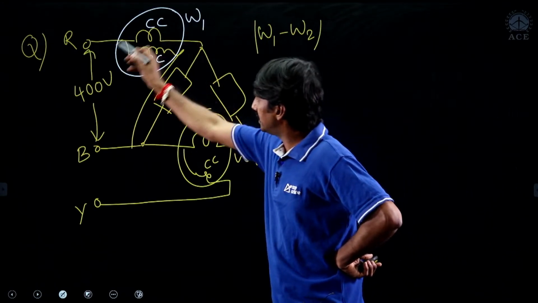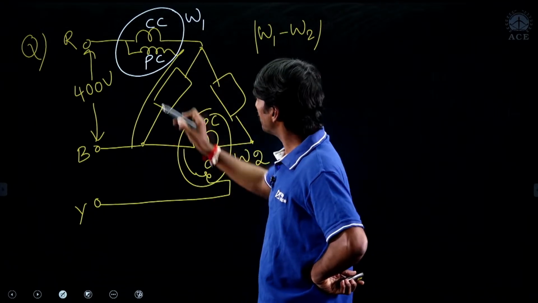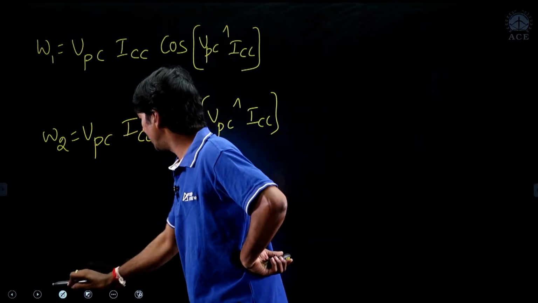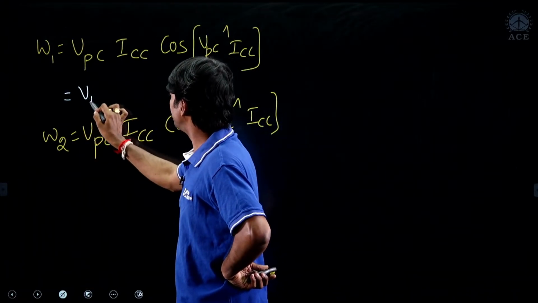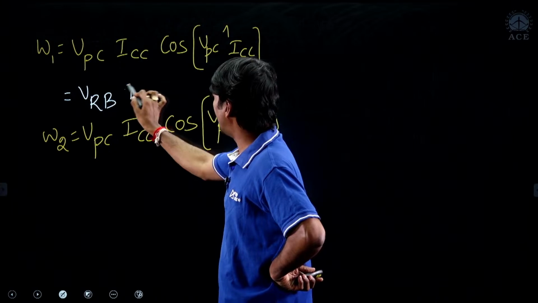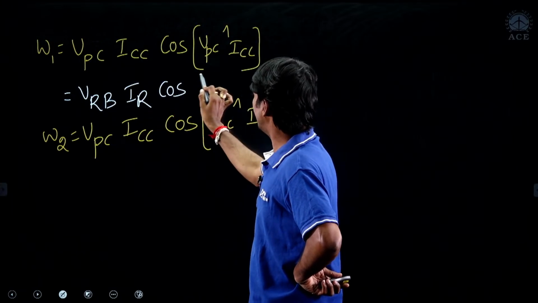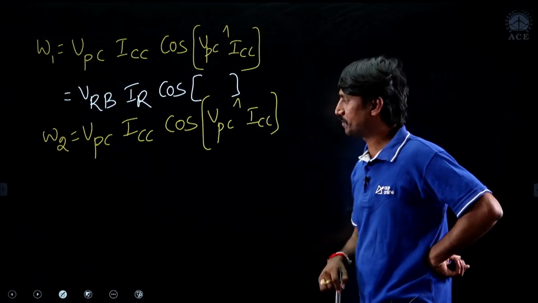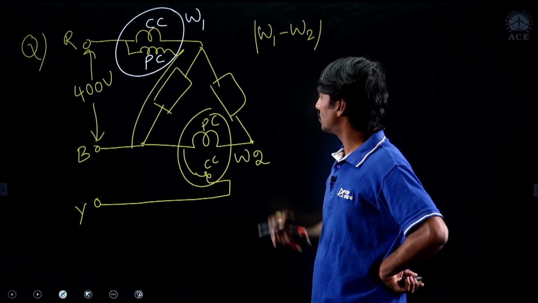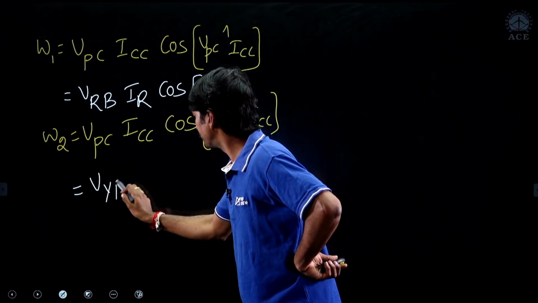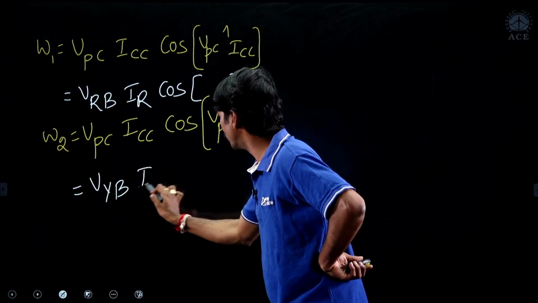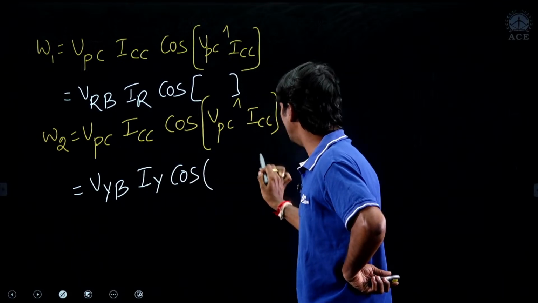If you see the first wattmeter, according to the data we received, the potential coil is between R and B. So what do you write here? VRB. And the current coil is connected in R, so IR. We need to take the angle between VRB and IR. And for the second one, where is the potential coil? Between B and Y, so VYB, and the current coil is in the Y phase, so IY, cos of the angle between these two.